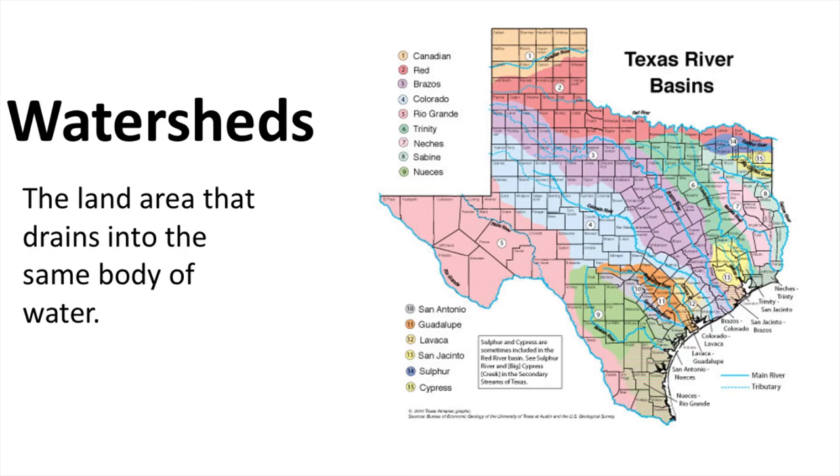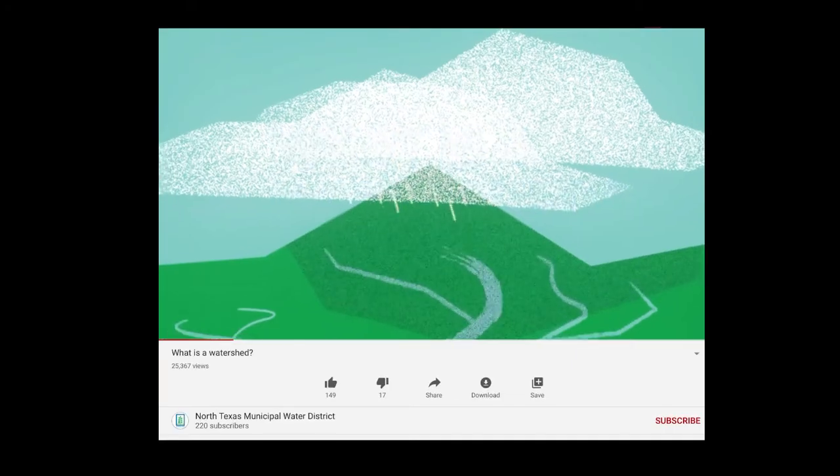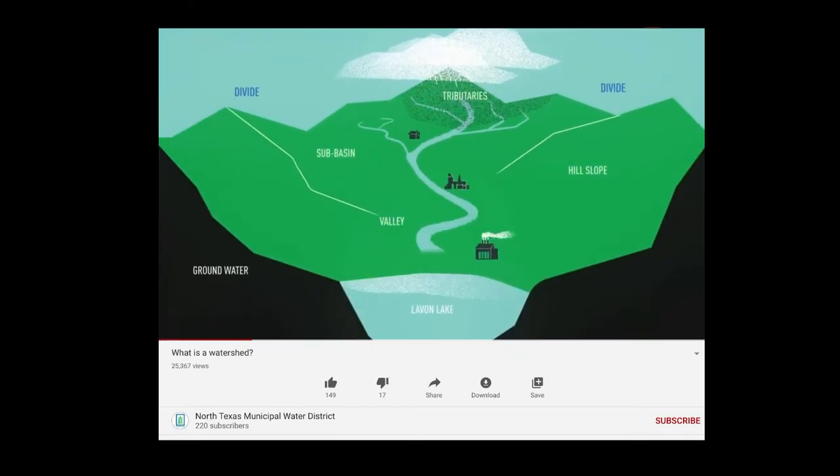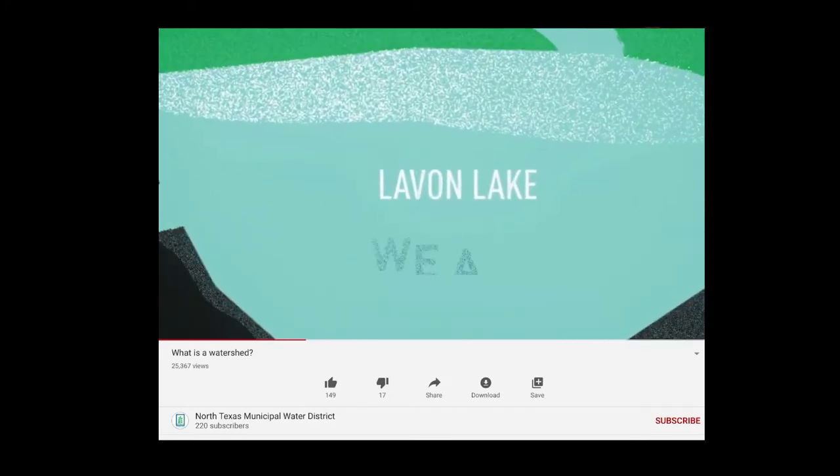Okay, watersheds you know about. These are all of them throughout the state of Texas, and here's a quick clip on a definition. Watersheds are areas of land that water flows across, through, or under before draining into creeks, streams, rivers, lakes, or oceans. We all live in watersheds.